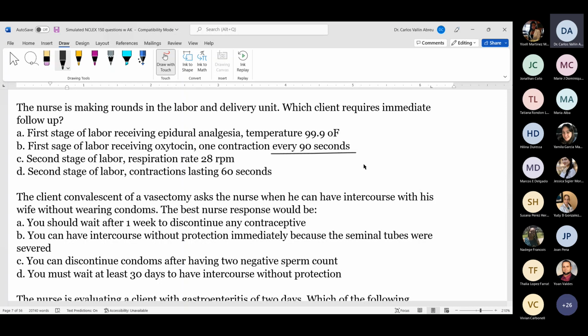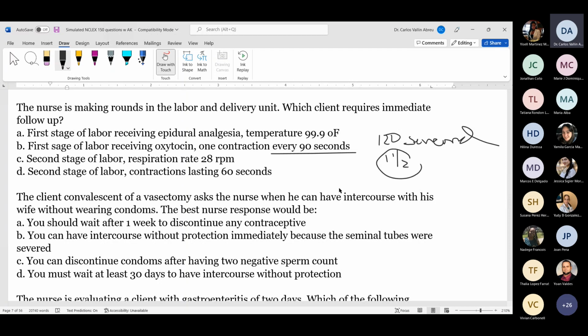So, guys, remember that it is the responsibility of the nurse that is monitoring a labor that the patient receiving oxytocin cannot have contractions more frequent than one every 2 minutes. 2 minutes are 120 seconds. And you need to know that. If they say 90 seconds, it is 1.5 minutes, so it's less than 2 minutes.